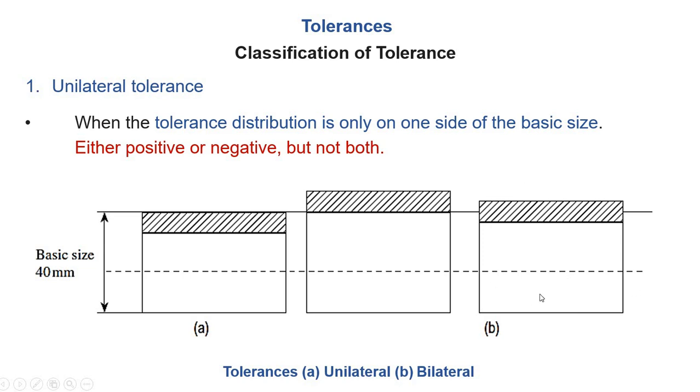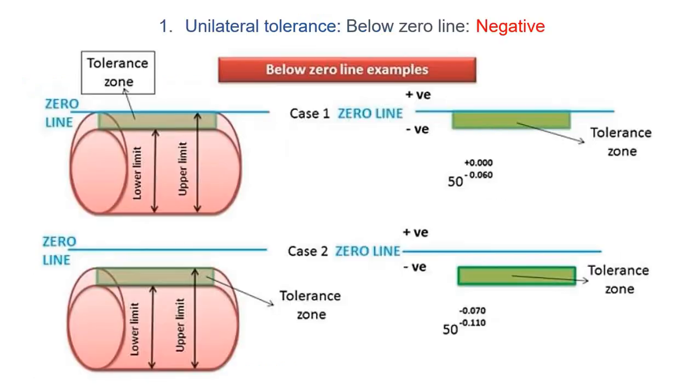Okay, this figure shows the bilateral tolerance. Unilateral tolerances are utilized where the products are to be made to fit with another element. Unilateral tolerances are always on the shaft so that it can mate with the hole dimension. Below the zero line there are examples. Here the upper limit shows the maximum size of the shaft that can be produced, while the lower limit shows the minimum size that can be produced for the shaft. And this one is the tolerance zone.